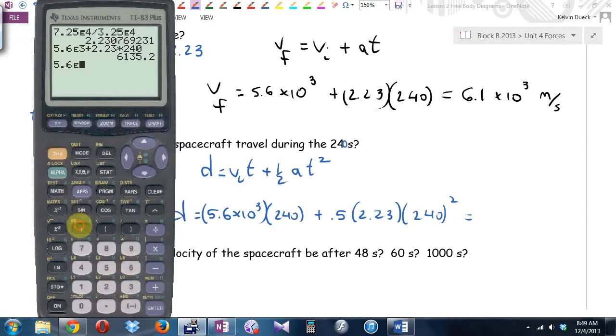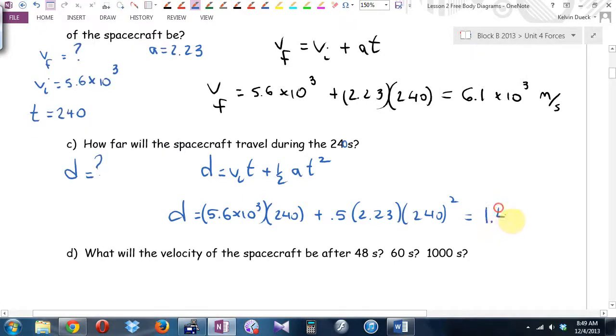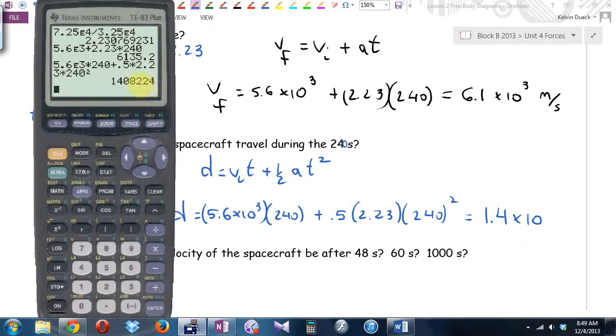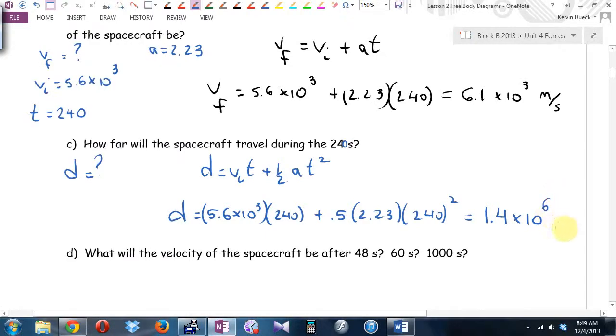5.6 times 10 to the third times 240 plus 0.5 times 2.23 times 240 squared. Double check. That looks good. A half a t squared. Do you get that? 1.4 times 10 to the 1, 2, 3, 4, 5, 6 meters.